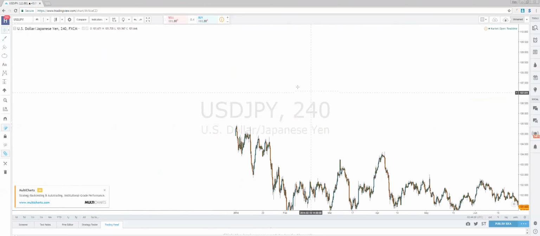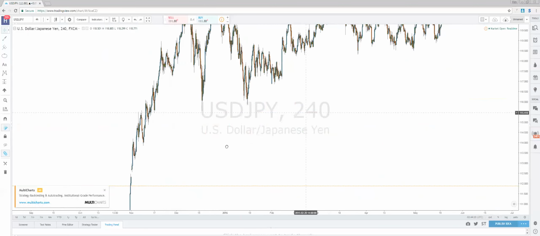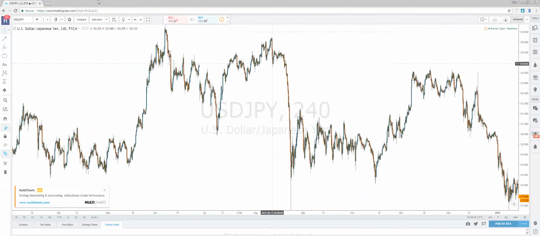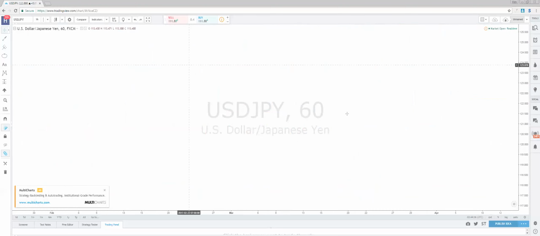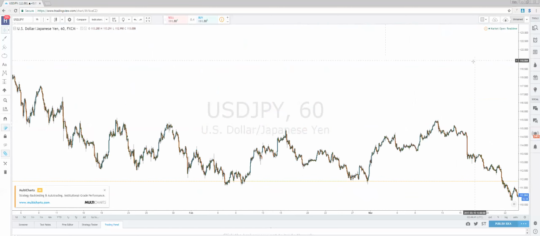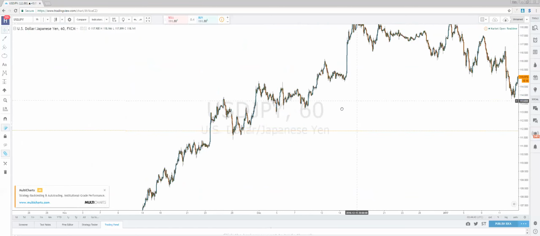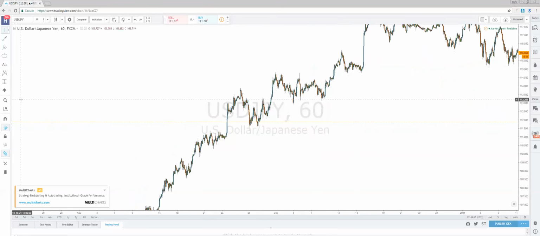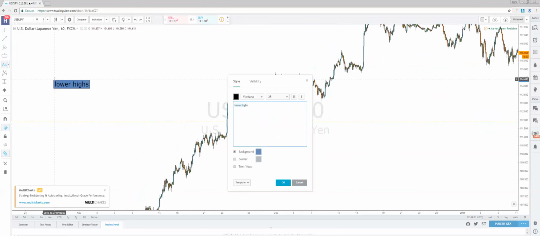Find a good example. Let's see here. Let's go back on 1 hour. All right, so, uptrend. Okay, let's cover uptrends. Uptrends connect 2 or more points on a rising slope.